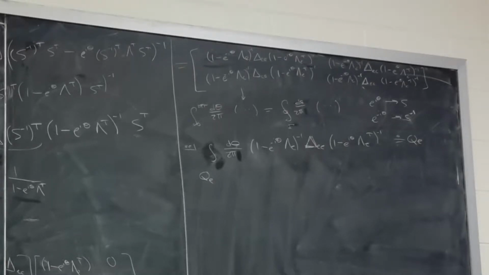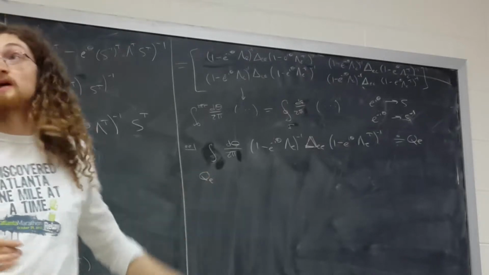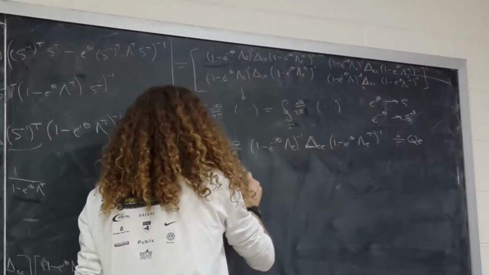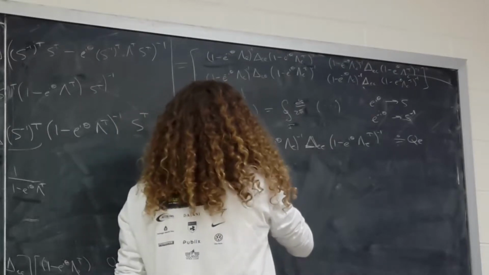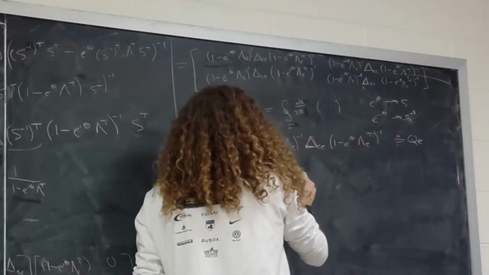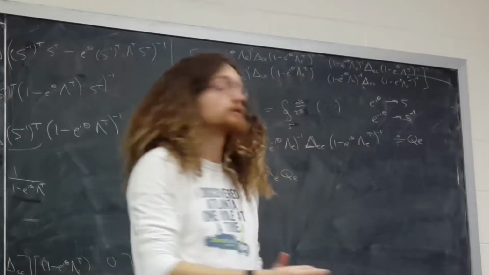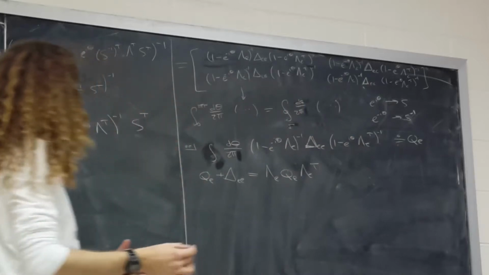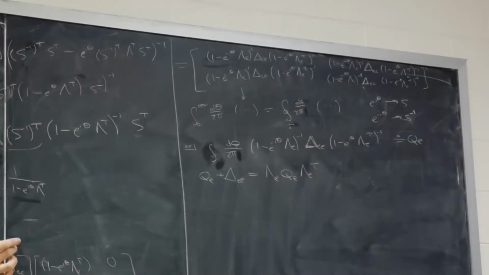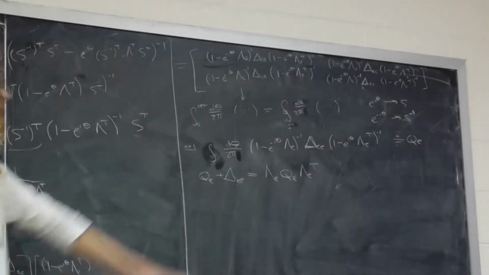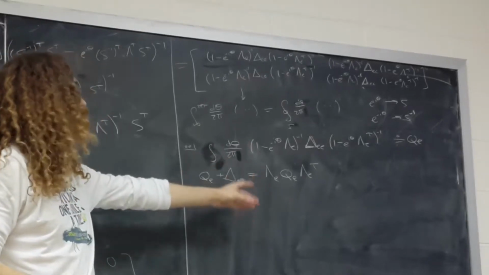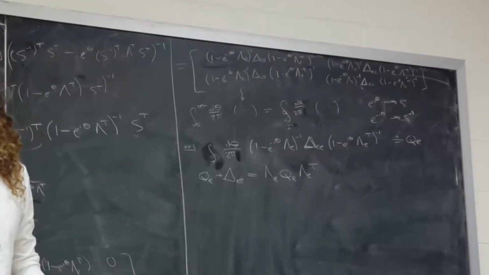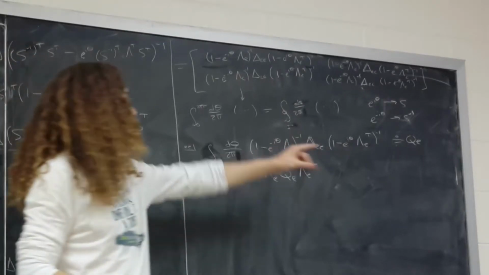So instead of trying to solve the integral, we're just going to write down the equation: delta E equals lambda E QE lambda E transpose. This is a lot easier to solve. This is just a matrix equation. If it's diagonal, it's pretty much already solved. And so we can solve this for QE.